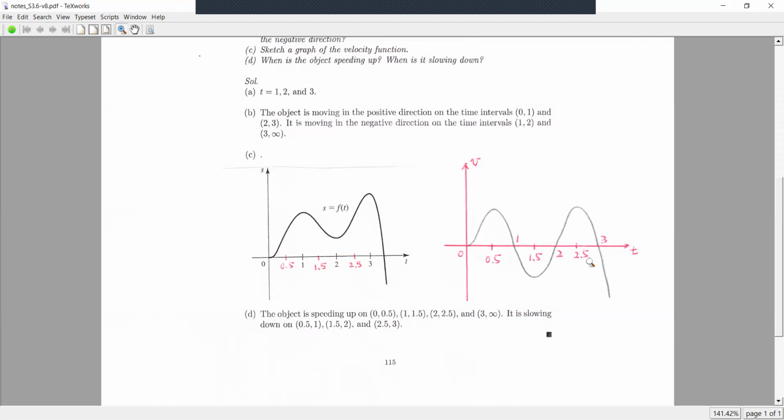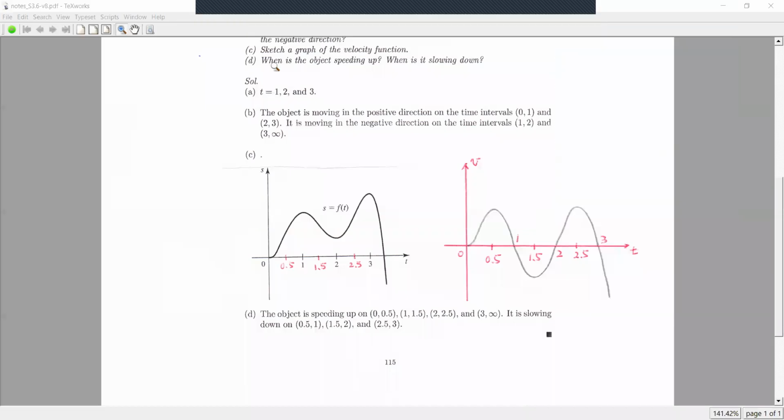Now the last piece, between 3 and infinity. When time is 3, tangent line is horizontal. So at 3, slope is 0. When time is greater than 3, slope is negative. So the graph over the time interval from 3 to infinity is this curve.